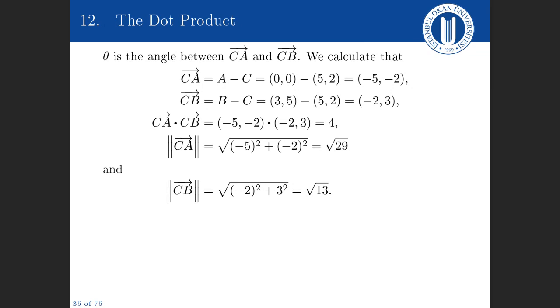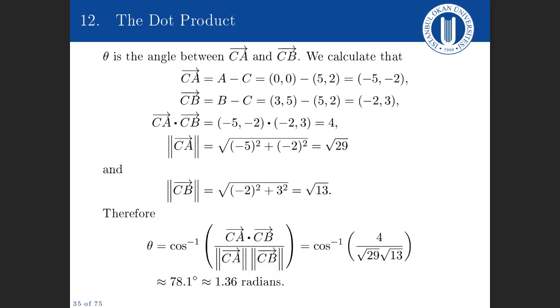After we've got these numbers, we're going to put these into the formula. Theta is inverse cosine of CA dot CB divided by norm of CA norm of CB. So that's inverse cosine of 4 divided by square root of 29 square root of 13. And if we have access to a calculator, if we're not at an exam, we carry on and we calculate that's approximately 78 degrees or approximately 1.36 radians.